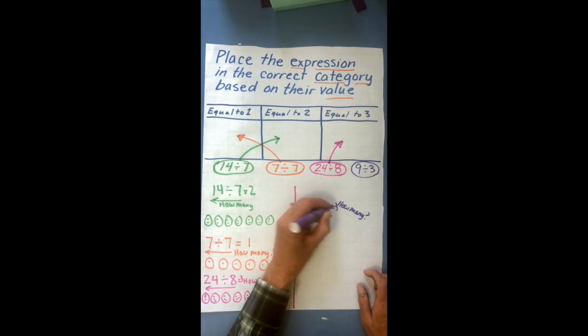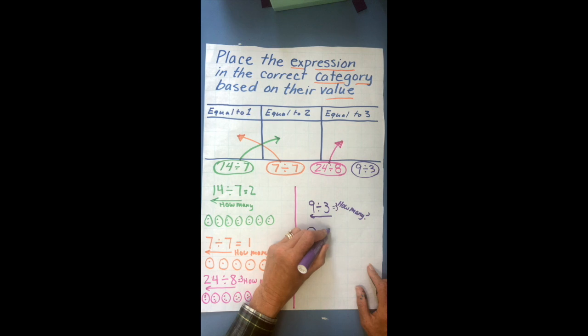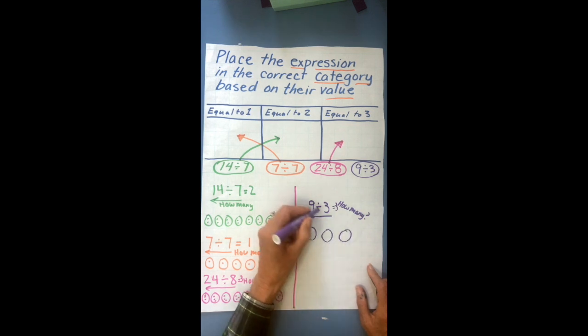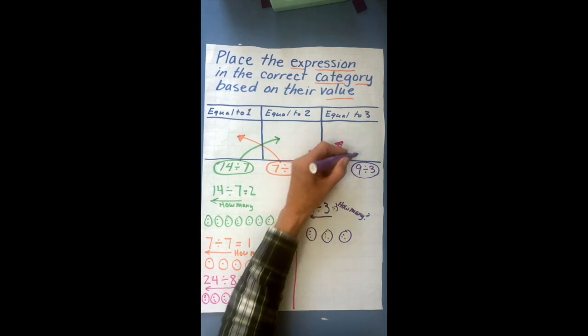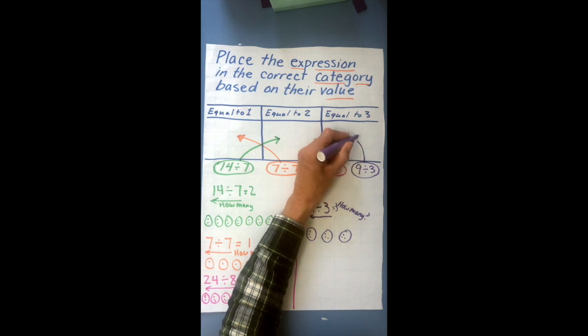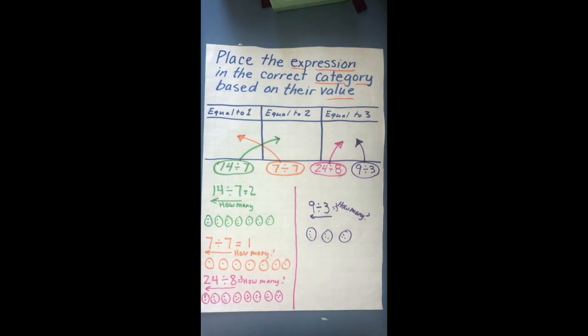If I didn't believe it, I could just do 3 groups. And then do my 1 for me, 1 for you, again, until I get to 9. 1, 2, 3, 4, 5, 6, 7, 8, 9. And again, that equals 3. So the purple expression also goes into the equal to 3 category.